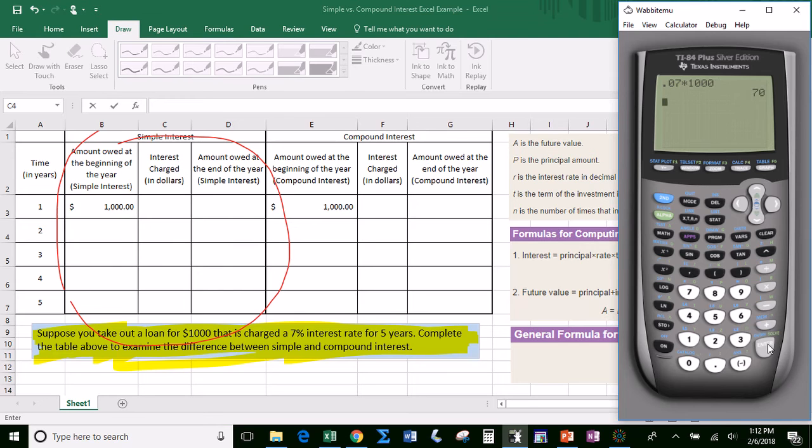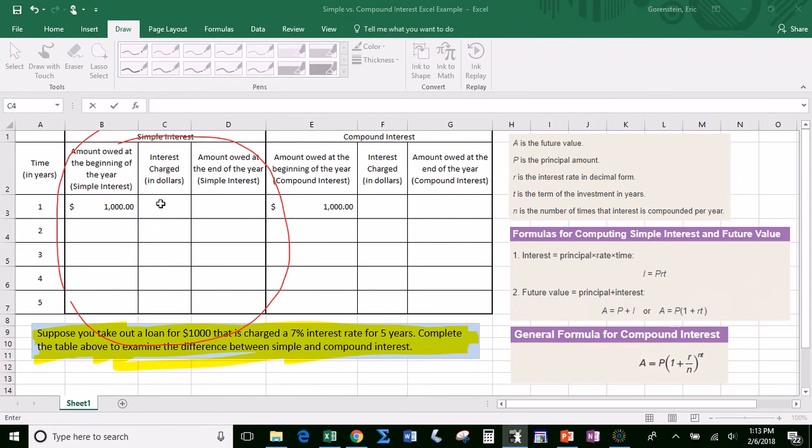And we get $70. Remember, interest is a fee that's charged for owing money for a certain period of time. The interest in dollars for year number one is $70. So the amount owed at the end of the year, you started off owing $1,000, you owe 70 more, so now you owe 1,070.